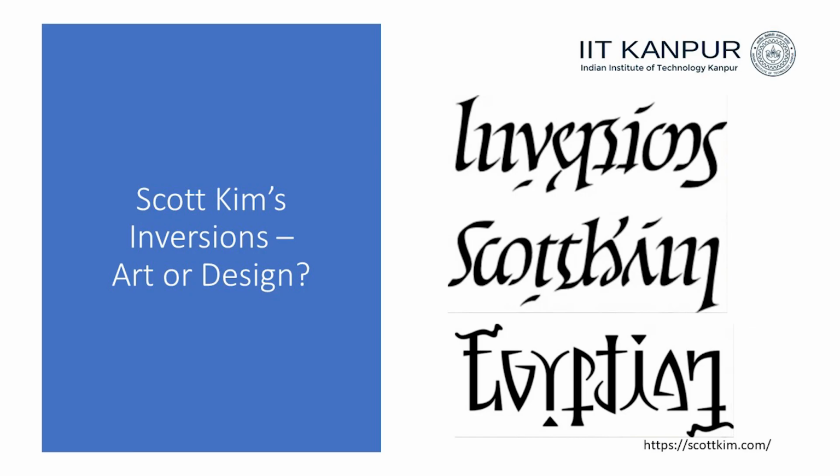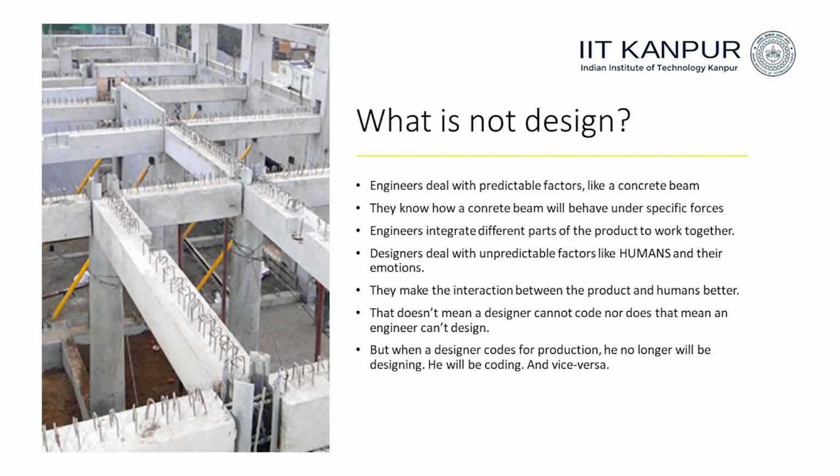Okay. So what is not design then? So we spoke about art being design or not design, okay, and that art may have an influence on design, but also there are other things that are not design. So engineering, for instance. Engineers deal with predictable factors like a concrete beam, right? A concrete beam, you can predict more or less what it will do if you subject it to a load.